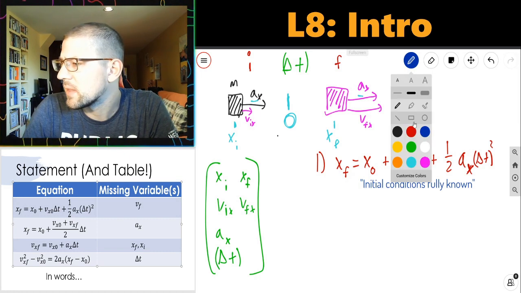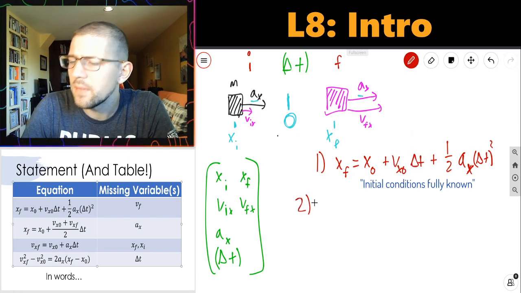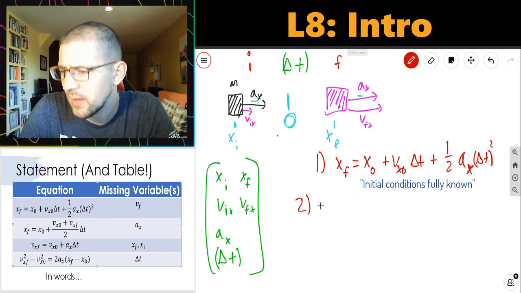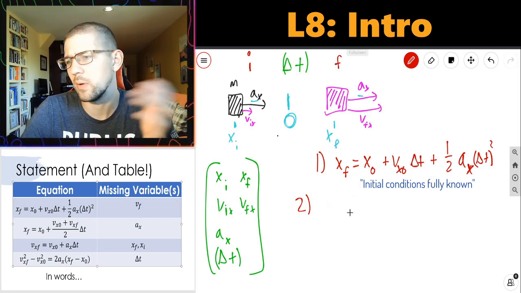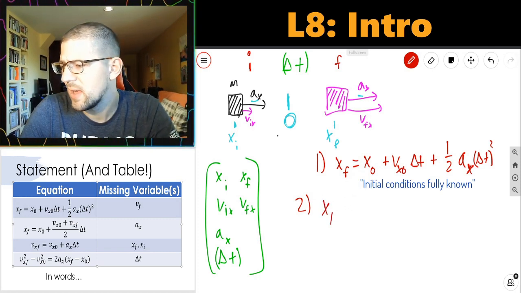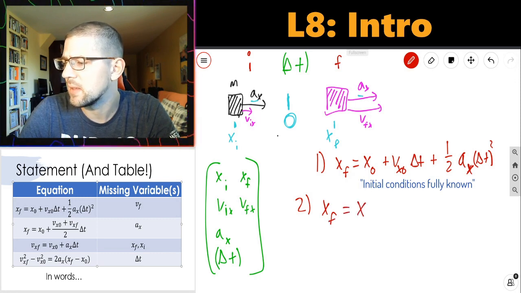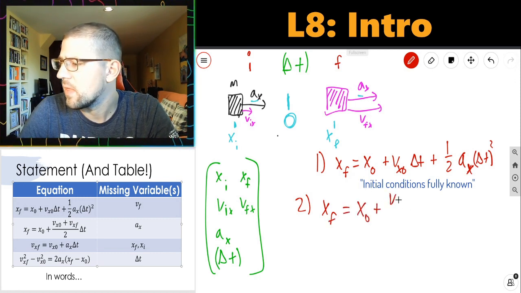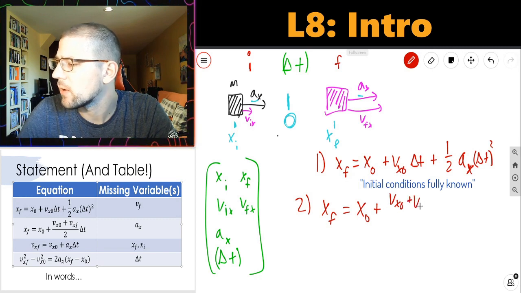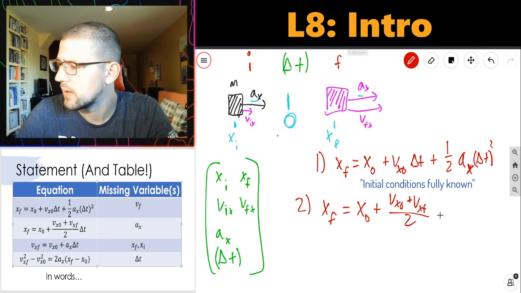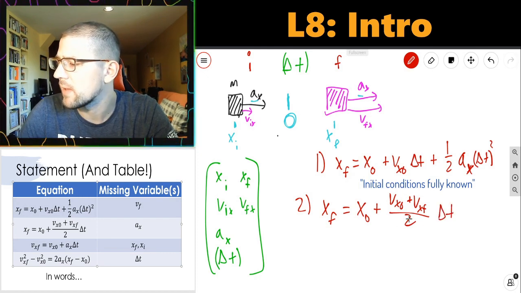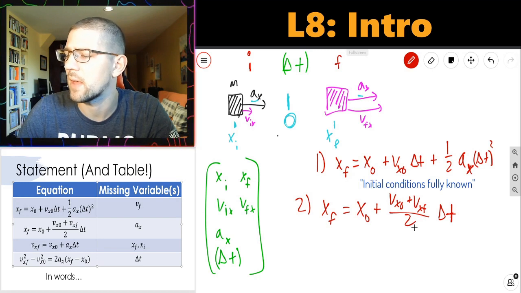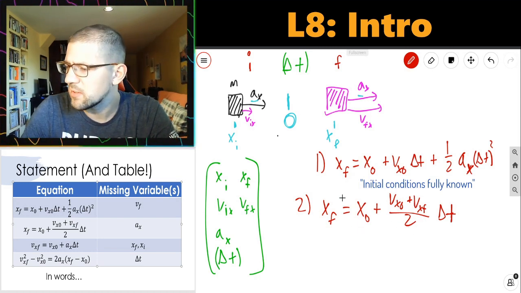Okay, the second equation kind of looks daunting, but I think you will probably think of it as intuitive after I talk about it for a second here. So it tells me that the final position is the initial position plus the average of the initial and final velocities, again, like between my 2 frames, the average of those 2 velocities times the change in time. So this is an average velocity times the change in time. So basically it's a velocity times the change in time. It just happens to be an average velocity. It's the average of the initial and final velocities. Okay, that gives me my final position.